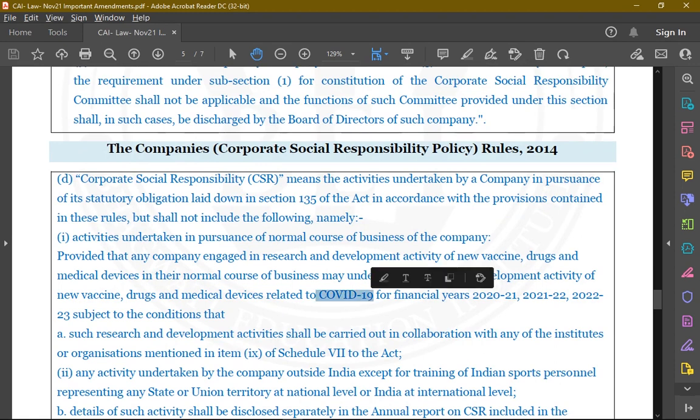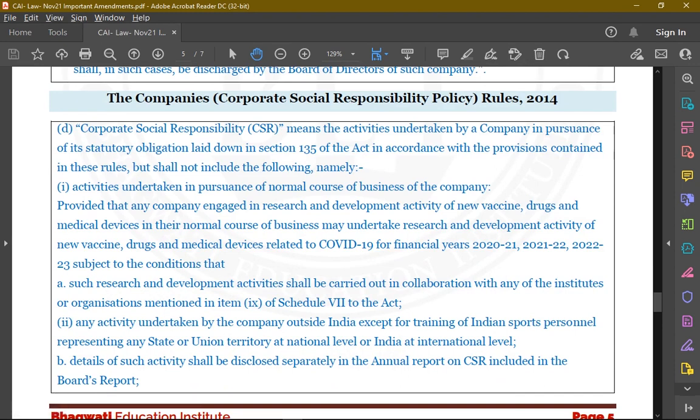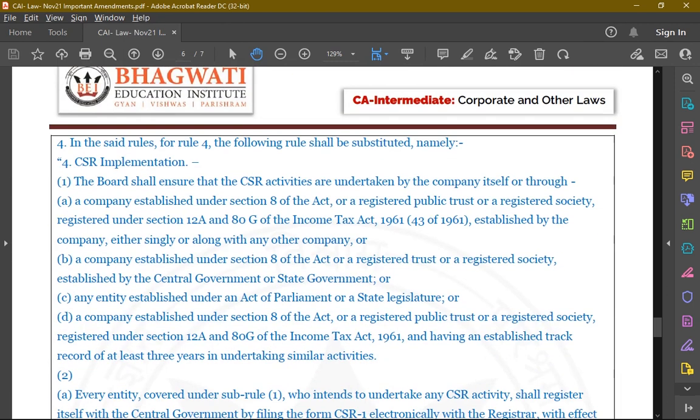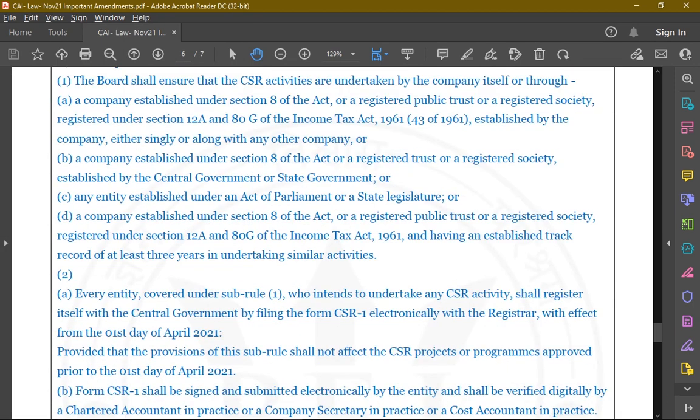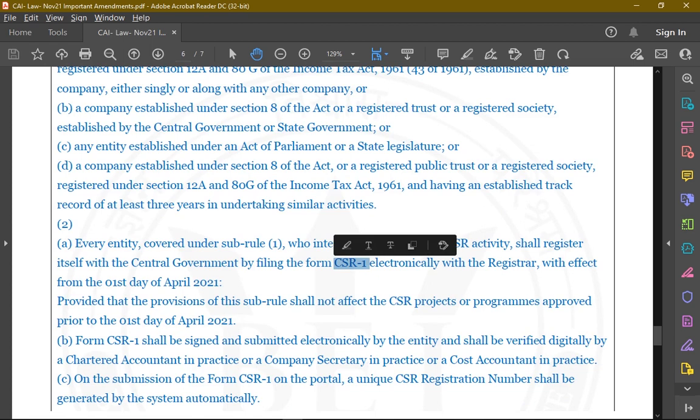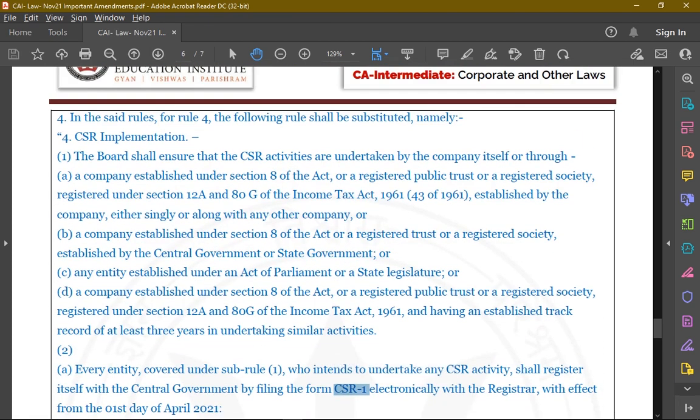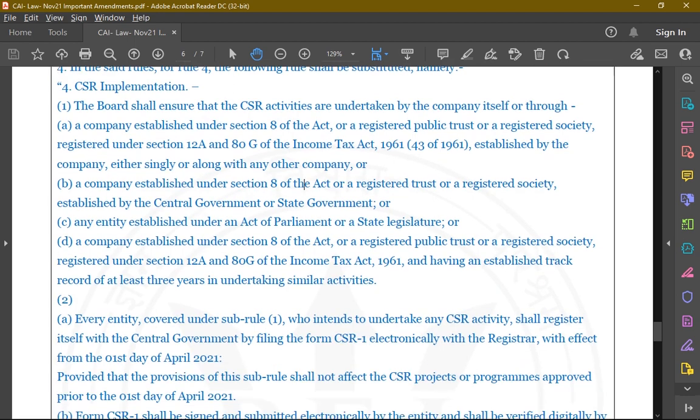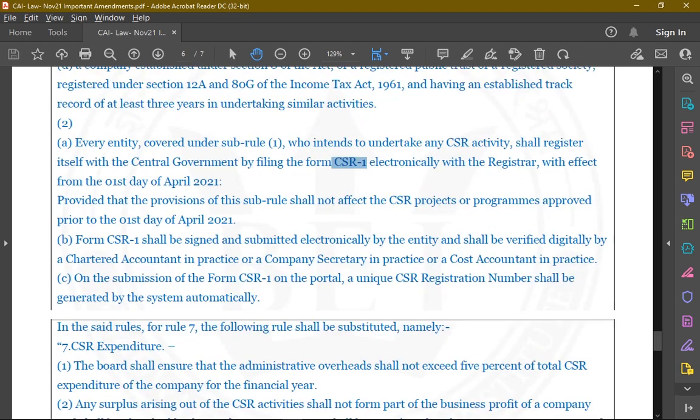COVID-19 research with certain collaborations is allowed as CSR now. So certain activities, even though they are spent outside India, but if they are to promote sport personnel at national level or international level, then it is also considered as CSR. That also we have learned over here. Few part we have learned that now you have to take the CSR-1 registration. If you want to get the support of any NGO, section 8 company or any trust to spend the CSR amount, then now any institute which does not have CSR-1 registration cannot be your collaborator. That is also a wonderful new amendment that has taken place.